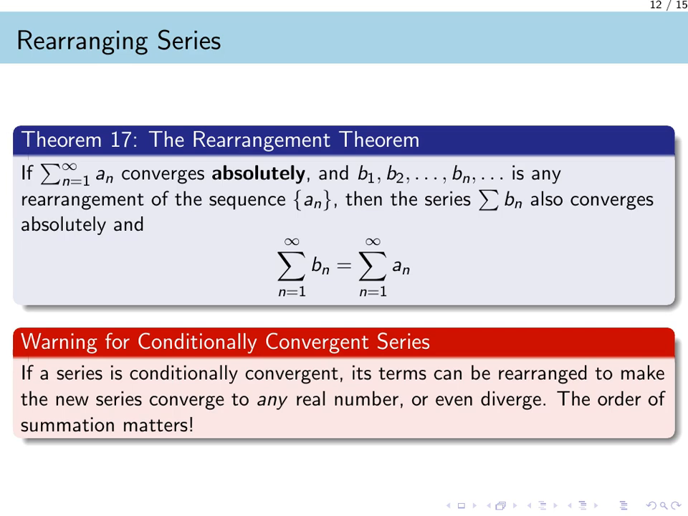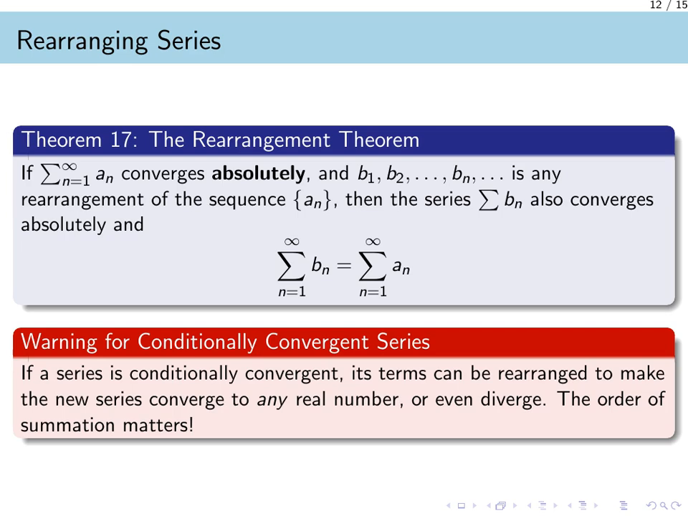This slide presents a crucial theorem about rearranging the terms of an infinite series, which highlights a major difference between absolute and conditional convergence. The rearrangement theorem tells us that for any absolutely convergent series, you can reorder the terms in any way you like. The new, rearranged series will still converge absolutely, and, most importantly, it will have the exact same sum as the original series. This is the behavior we expect from adding a finite number of terms.